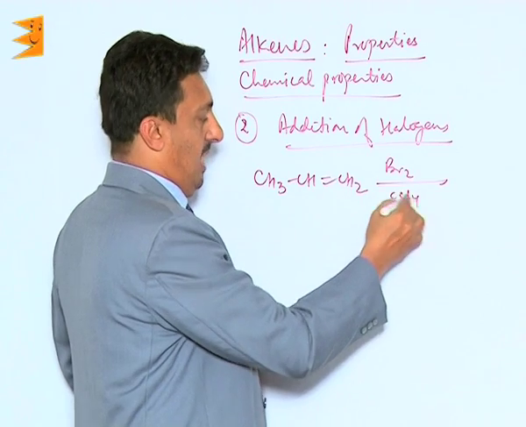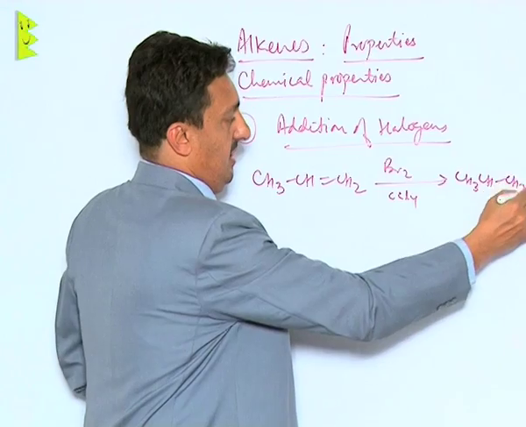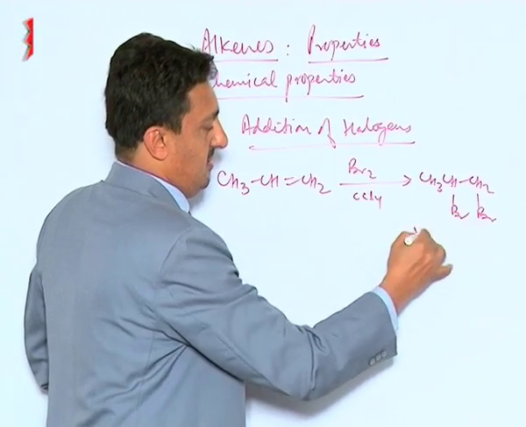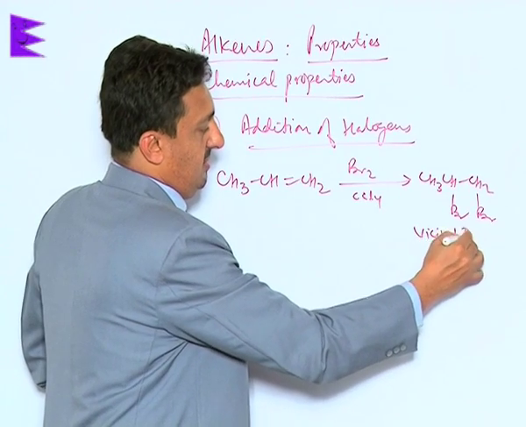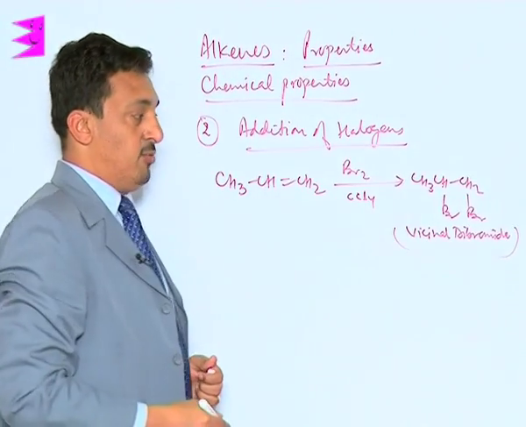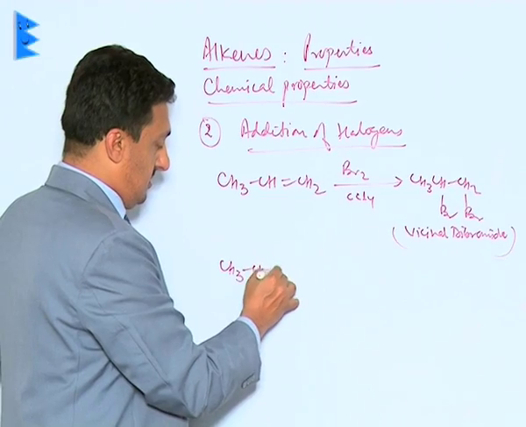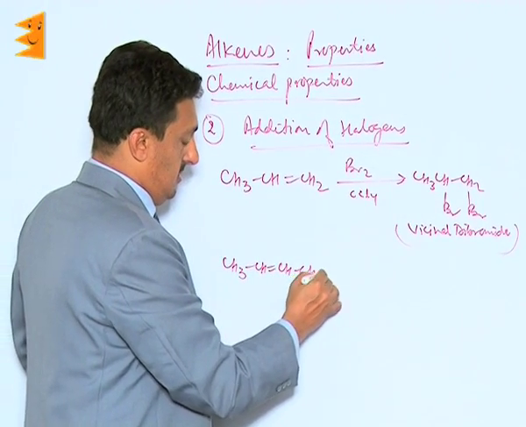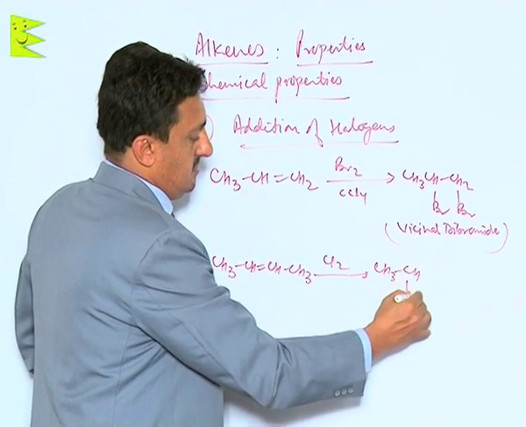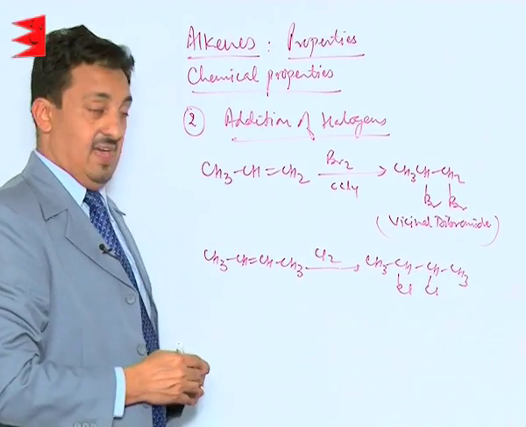bromine gets added to both sides across the double bond like this. So what we get in this case is a vicinal dibromide. So it's 1,2-dibromopropane we get. Similarly, we can add chlorine. We get this vicinal dichloro product.